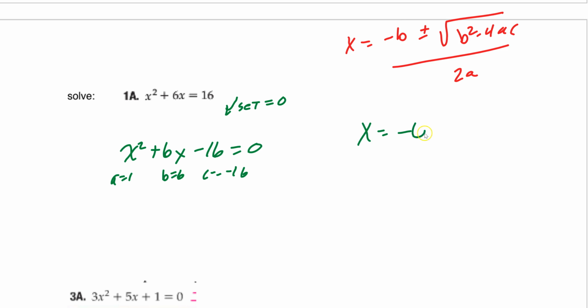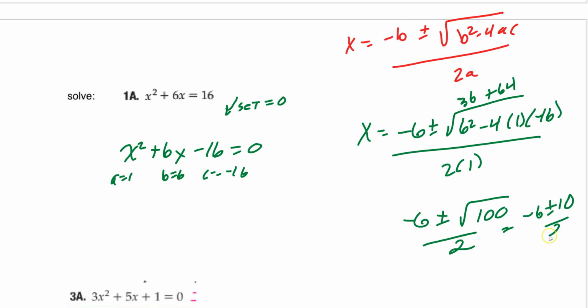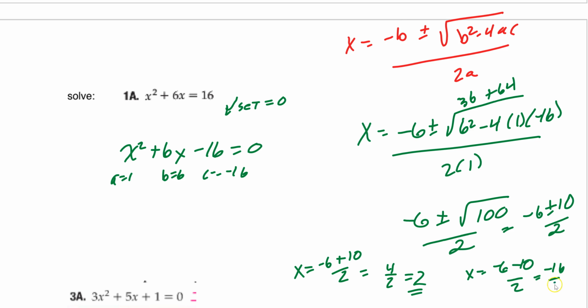So x equals negative 6 plus or minus the square root of 6 squared minus 4 times 1 times negative 16, all over 2 times 1. Now this is 36. 4 times 16 is 64, positive 64 because 2 negatives. So I get negative 6 plus or minus the square root of 100, over 2. It's negative 6 plus or minus 10 over 2. And we have 2 answers. We have x equals negative 6 plus 10 over 2, which is 4 over 2, which is just 2. And we have x equals negative 6 minus 10 over 2, which is negative 16 over 2, which is negative 8. So 2 and negative 8 is my answer.